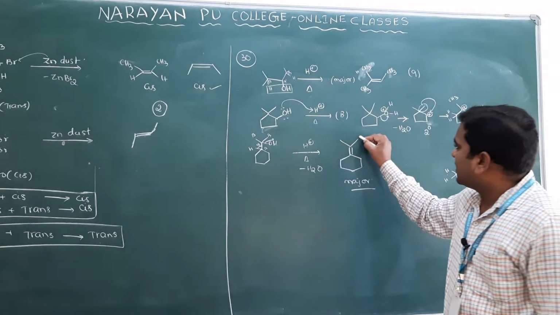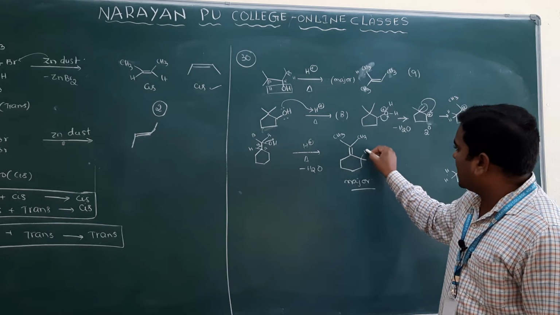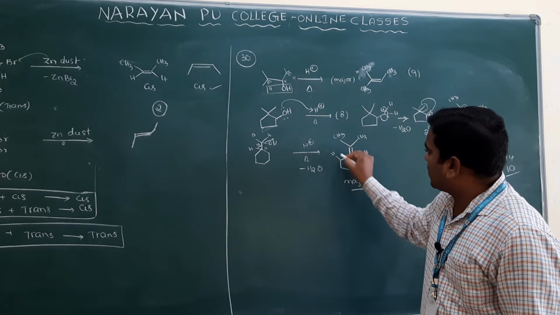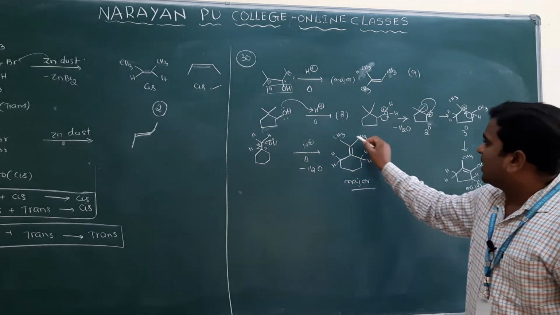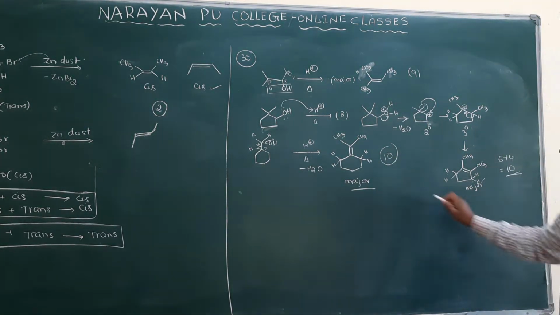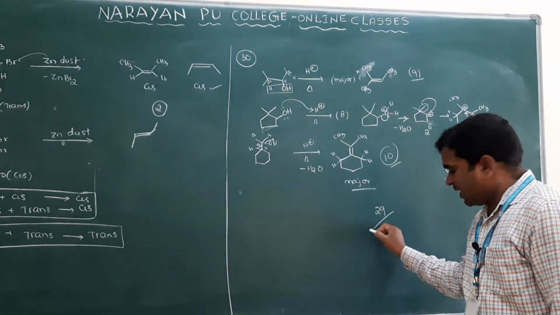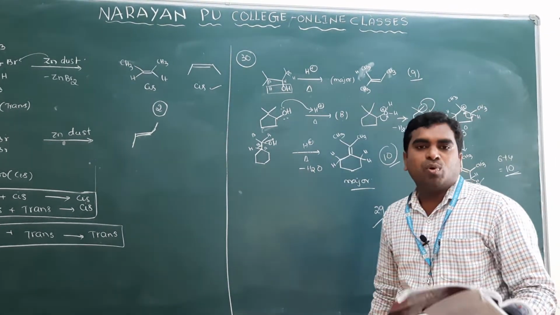Now here you see, this is CH3, and here also CH3, this is CH2, H and H, and here also H and H. Total how many? Here 6 plus 4, 10. So total how many? 10 plus 10, 20, 20 plus 9. Total how many? 29. That is your answer. Option 4 is the correct one.